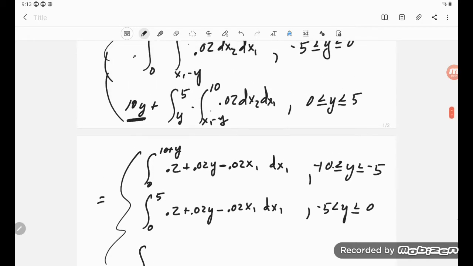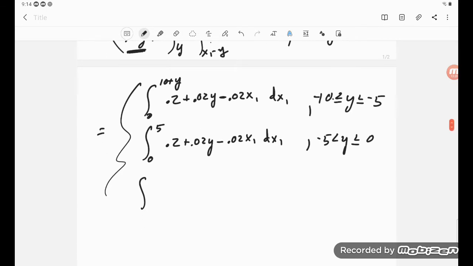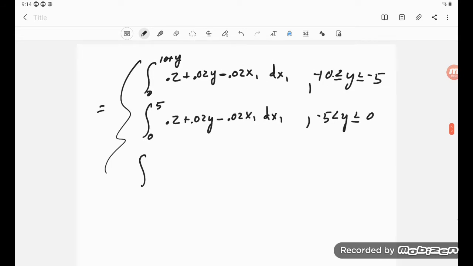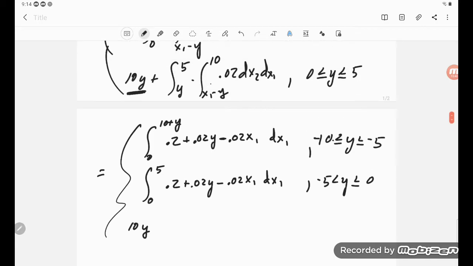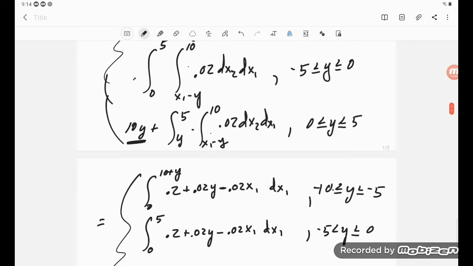And then finally our last one, well, oops, I forgot my 10y, so let me put that in there. Okay. Oh, and I kind of messed that up too. I took that rectangle, I said it's 10y, but I didn't multiply by the 0.02. So that should actually be 0.2y. Thanks for yelling at me. I could hear you through the video that I forgot.